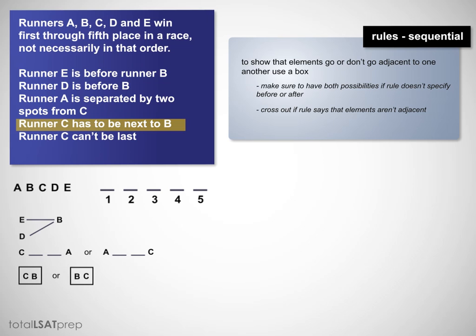So we'll symbolize this by putting the two elements inside a box. We'll have C and B inside a box next to one another. And since this rule doesn't tell us whether C or B is going to be first, we'll put C and B in the box with C first, and then B and C in a box with B first.